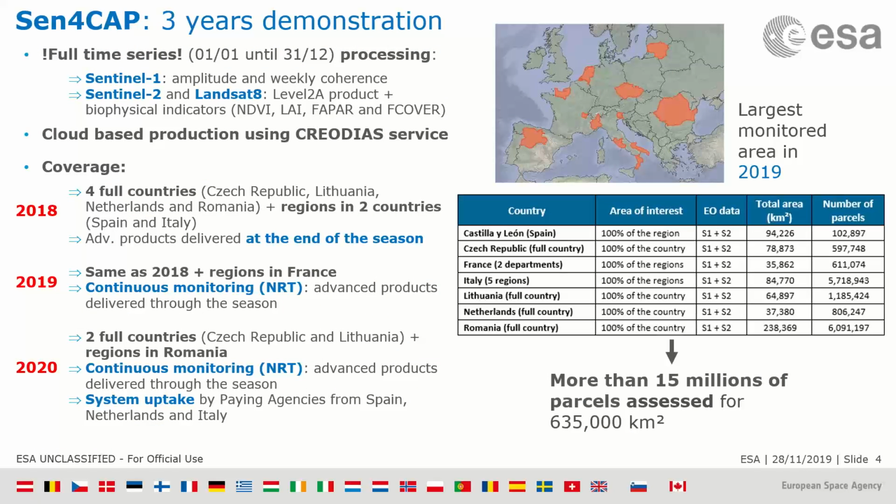During the project, we demonstrated these markers and these products during 3 successive years, 2018, 19, and 20. And you can see here where we have been working. We have been working in 7 countries in Europe. At the beginning, during the first year, the production was done at the end of the season. But from 2019, we started running the monitoring in near real time.